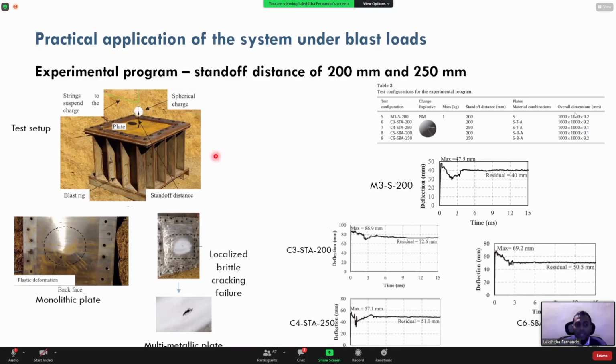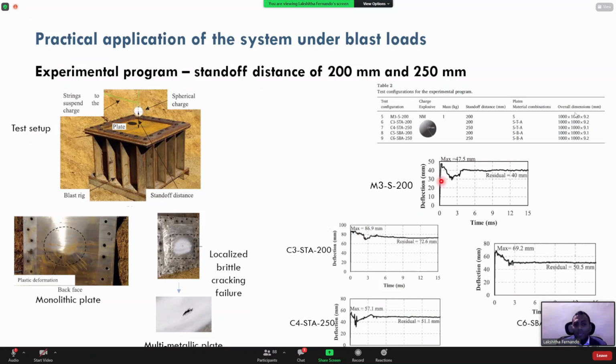We inserted an instrument inside what's called the blast rig here. This is a charge, this is the plate. So you explode this, then the plate will deform, and we measured the deflection using a deflection measuring instrument that was placed inside. So we were able to capture the variation of deflection with time. So once again, within a matter of milliseconds, all this happens.